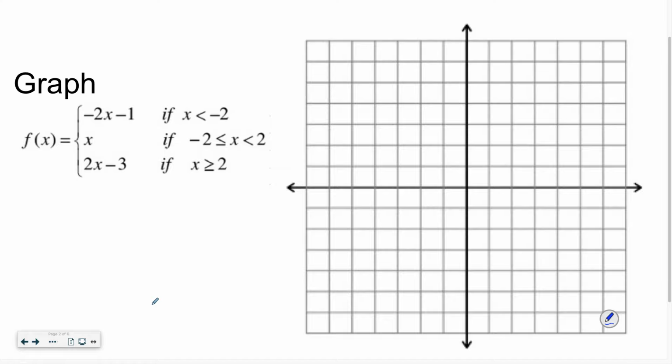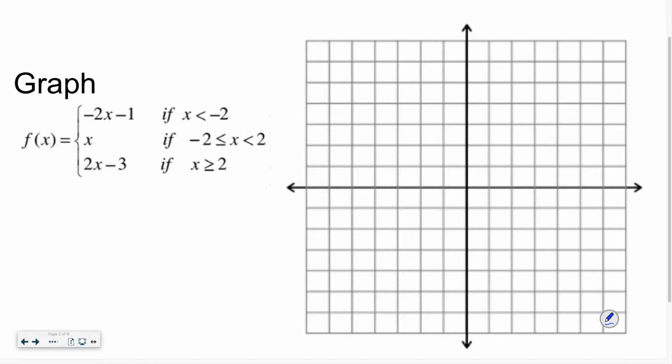Okay, I need someone to describe to me what these are referring to right here. The limits of the what? The domain. Okay, so these are the domain restrictions for these pieces. So we really only want the line negative 2x minus 1 when x is less than negative 2.